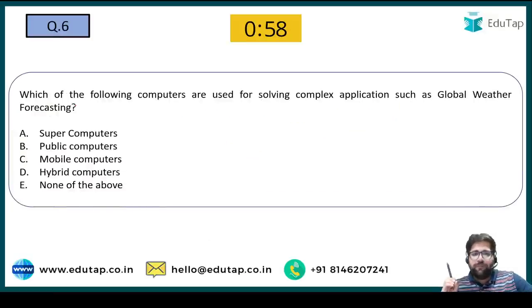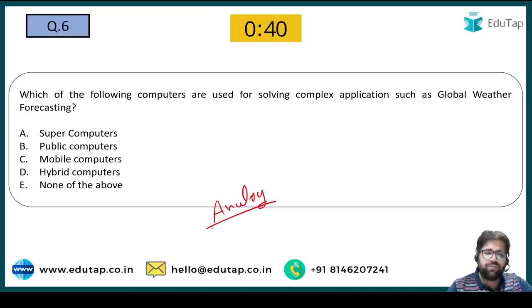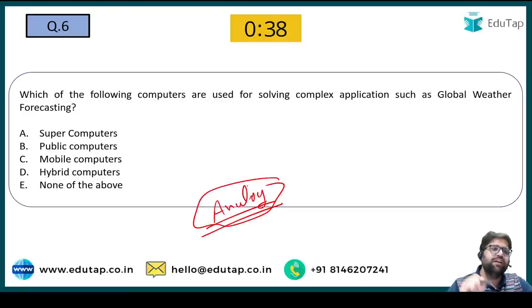Which of the following computers are used for solving complex applications such as global weather forecasting? Is it supercomputer, public computer, mobile, hybrid, or none of the above? Now let me know the answer of question number 6. Then I will discuss what is an analog computer. First let's discuss what is the answer of question number 6, my friends. Who will be giving me the right answer?